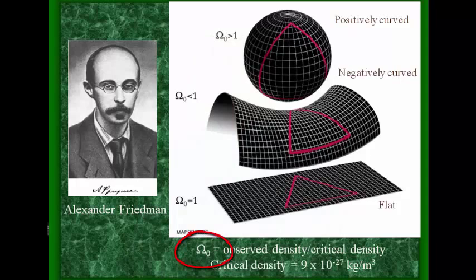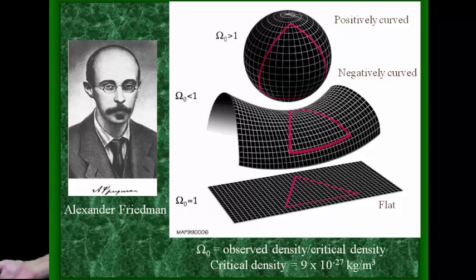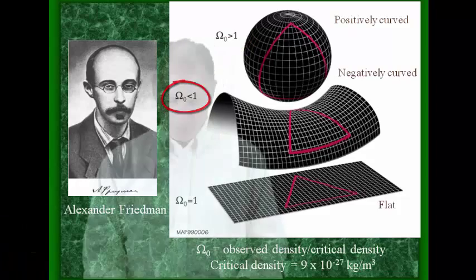Now, this omega naught that you see here is just the observed density of the universe. That's if we look out into space and we count up how much mass we have out there, then divided by the critical density. So we can actually tell by looking at how much density is out there what kind of universe potentially we live in. And if omega naught is equal to 1, as you already know, then the critical density is the observed density, and we live in a flat universe. If it's greater than 1, we live in a positively curved universe. If it's less than 1, we live in a negatively curved universe.